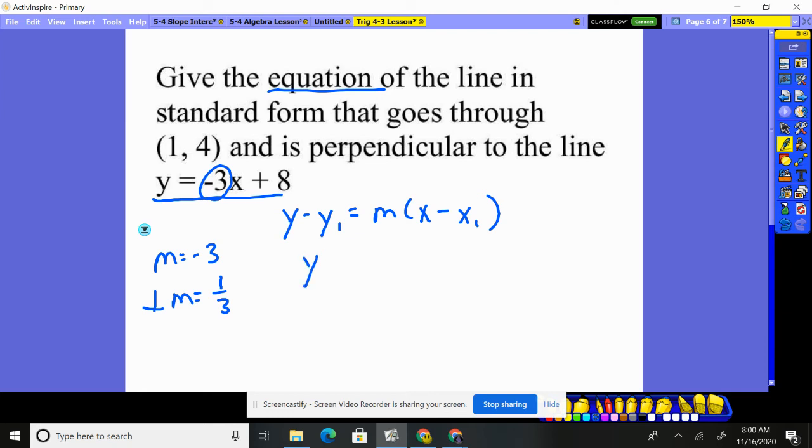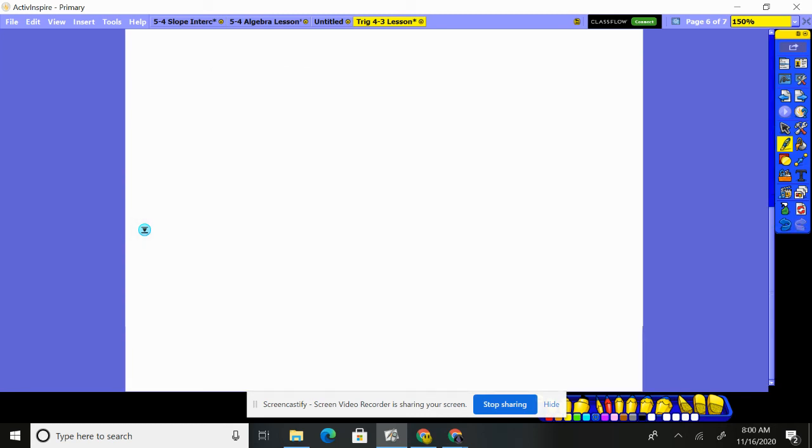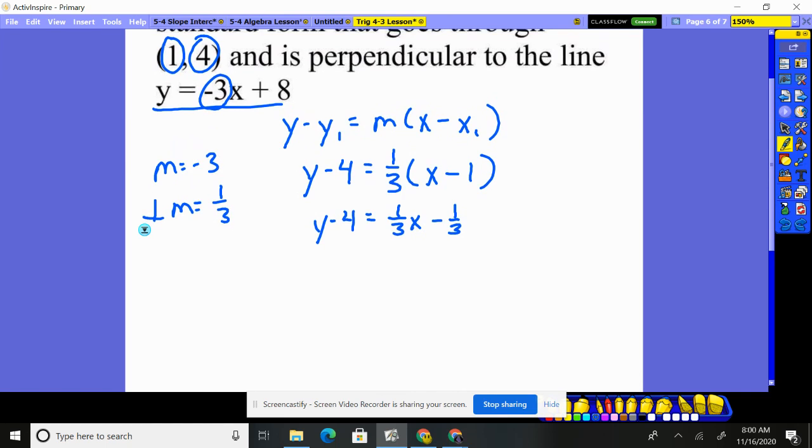So I have everything I need. y minus the y sub 1, which was given to me here, is 4. The slope I have is 1/3. The x sub 1 is a 1. So now I distribute through: 1/3 x minus 1/3. Now let's go ahead and move the x over and move that minus 4 over. So we'll move the x over first. So I have negative 1/3 x plus y minus 4 equals negative 1/3.